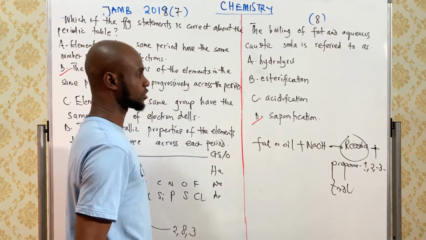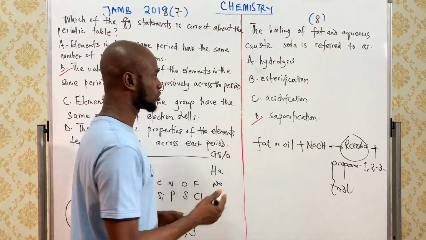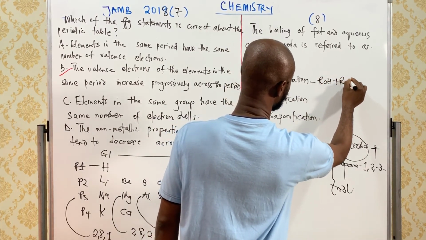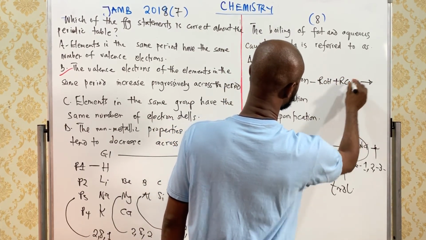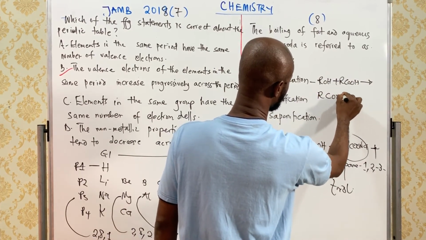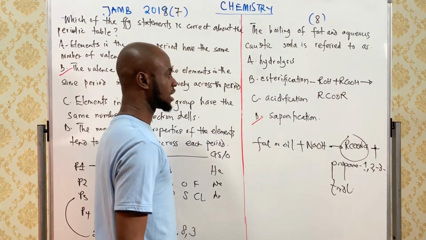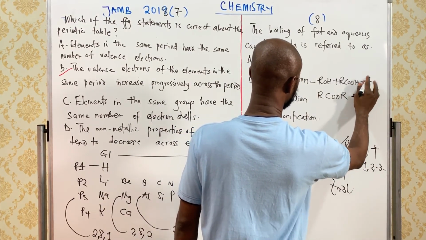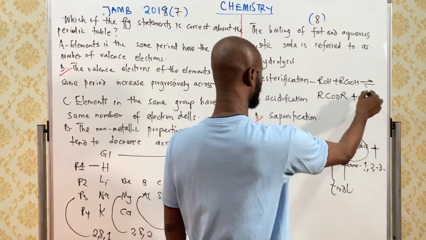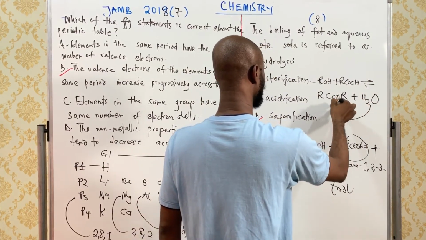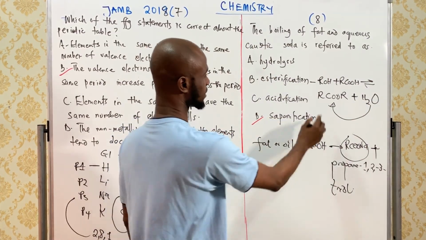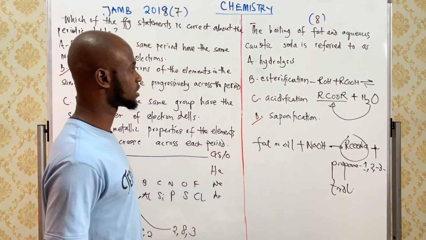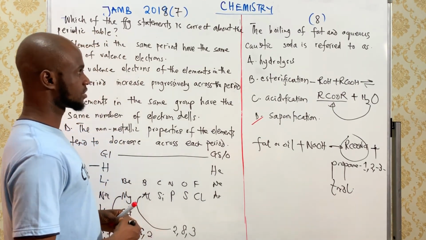This cannot be esterification, because esterification is the reaction of an alkanol with alkanoic acid to give ester, or alkanoate, and water. The reverse process is called hydrolysis. When you hydrolyze an ester, it is split into two, and you form back RCOOH and ROH. So the answer here is saponification.